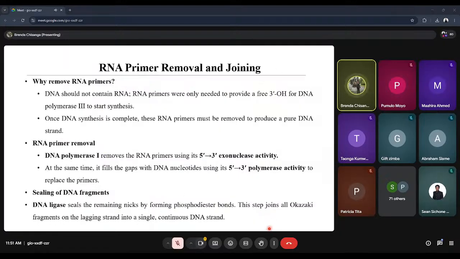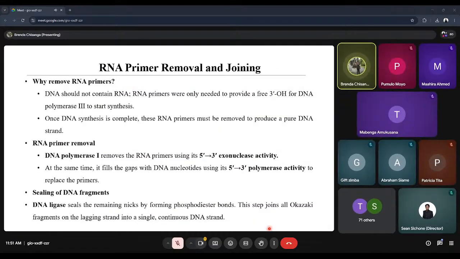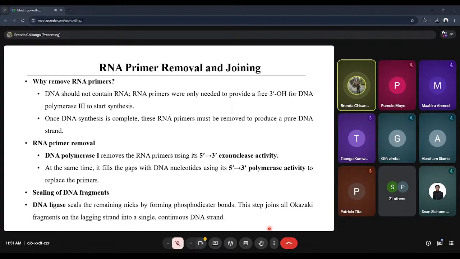Now, the primers that were used to initiate synthesis, remember I mentioned they are not DNA in nature. They are RNA. And when we look at our DNA, it's not a mixture of DNA and RNA. No, it's just pure DNA. So we need to remove these primers. We don't need them. Remember, the only reason they were brought into this equation is to provide the hydroxyl group for us to start synthesis. So when replication is done, we need to take them out.